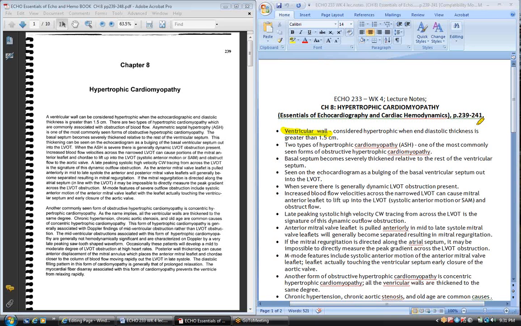Increased blood flow velocities across the narrowed LVOT can cause the mitral anterior leaflet to lift up into the LVOT, referred to as systolic anterior motion, or SAM. We refer to the acronym SAM for systolic anterior motion, and it obstructs the flow out the LVOT and aorta.